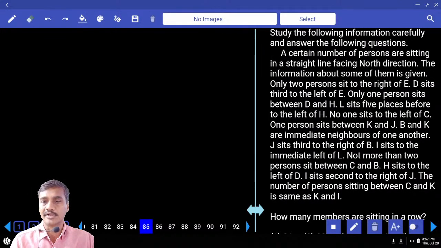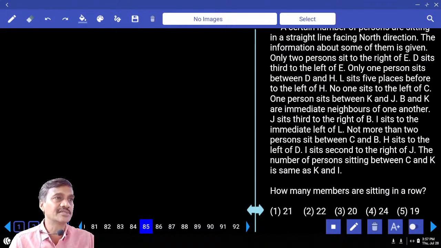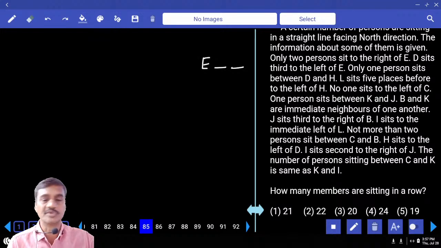Then, all the persons are facing towards north is also clearly given. The information about some of the persons is given. Only 2 persons sit to the right of E. Tell me, how many are on the right hand side of E? Exactly 2 people. That means E is third from the right end. Only 2 persons are to the right hand side of E.